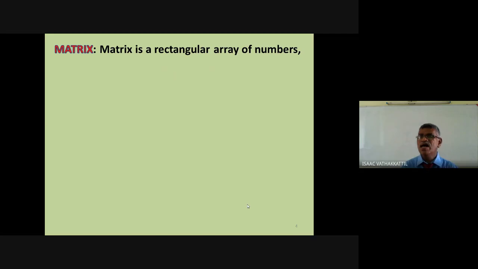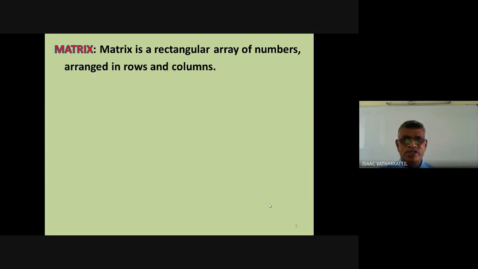Array means simply arrangement. Matrix is a rectangular arrangement of numbers, or a rectangular array of numbers arranged in rows and columns. Clear? Any question you can put in between, I will discuss. Matrix is a rectangular array of numbers arranged in rows and columns.